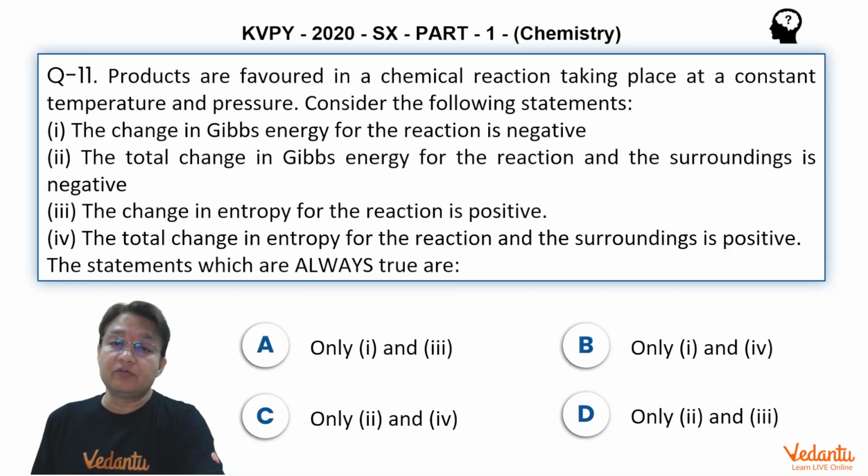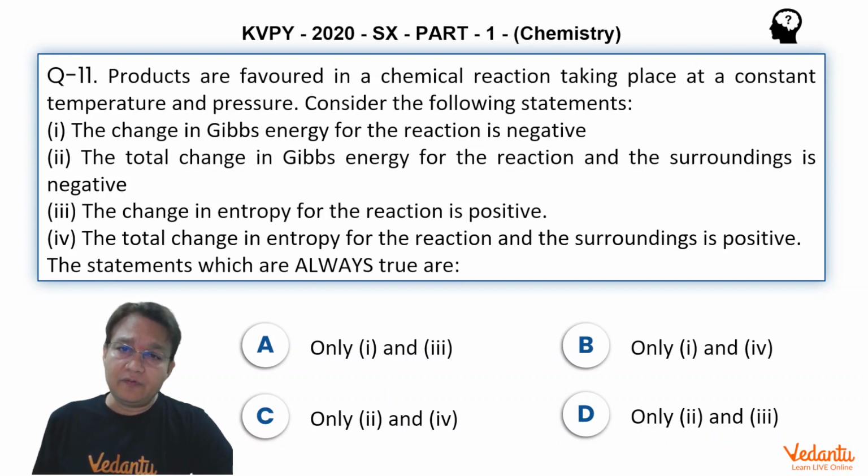Here is a very interesting, in-depth question about the chemical reaction and Gibbs function. Products are favored in a chemical reaction taking place at constant temperature and pressure. Consider the following statements. So, a reaction is happening at constant temperature and pressure. Products are favored in which of these cases?